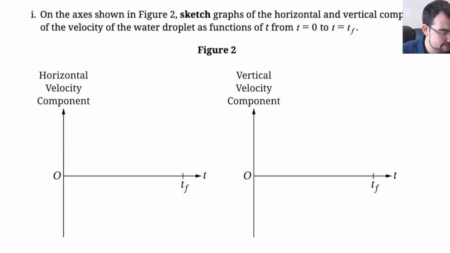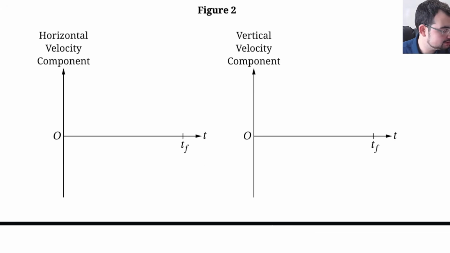So our graph, this is just a classic projectile motion graph. We have a constant horizontal velocity, and then we have a vertical velocity that starts large and upwards, then it hits zero, then it's large and downwards. So this would be a line with negative slope.